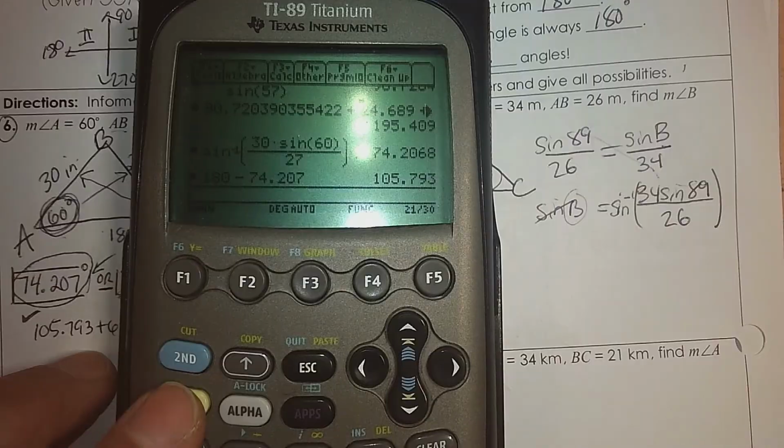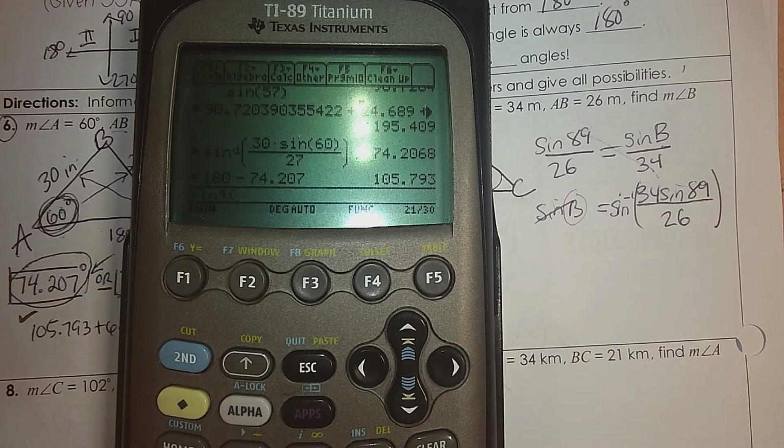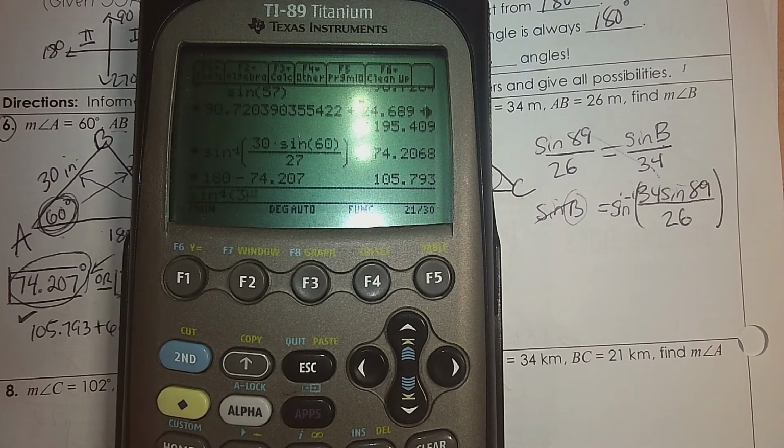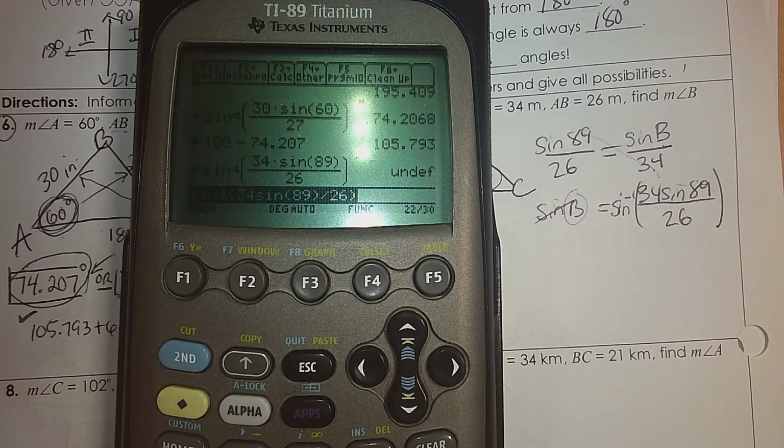Inverse. So diamond, sine, 34 sine 89 divided by 26. And then diamond enter. Uh-oh.